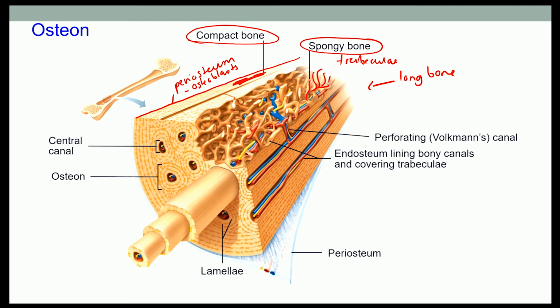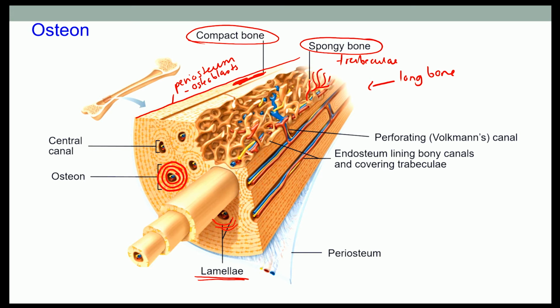Now, when we have a look at the structure of compact bone, what we can see is that they contain these osteons. So here is one individual osteon. And the osteon itself is made up of all these ring-like structures that look kind of like the growth rings that you would see in a tree. And each of these individual rings that you can see in this osteon are called lamellae.